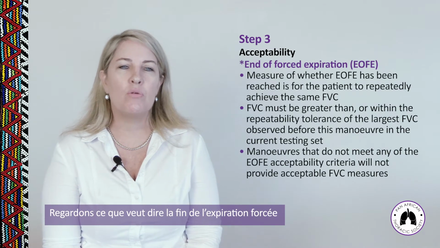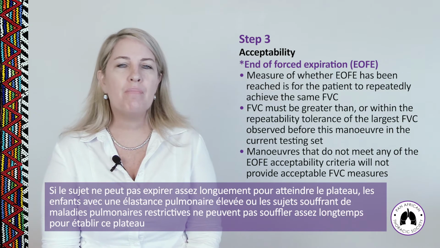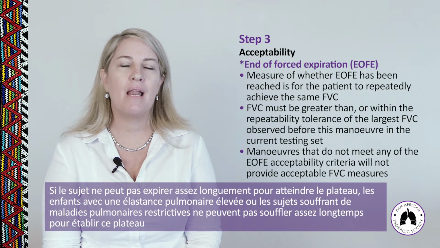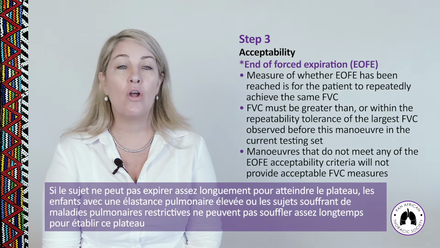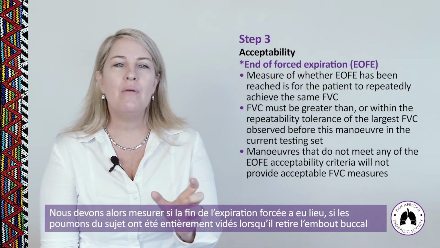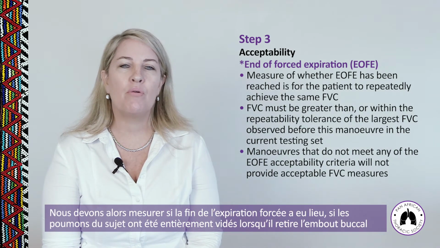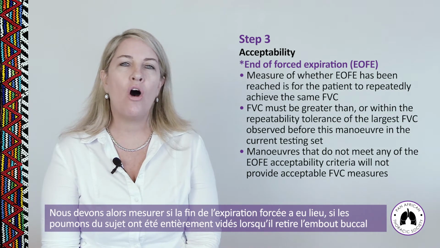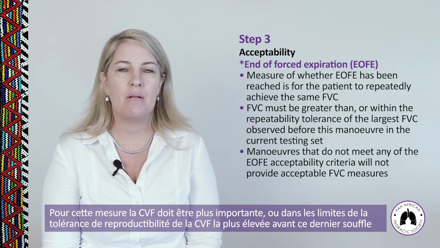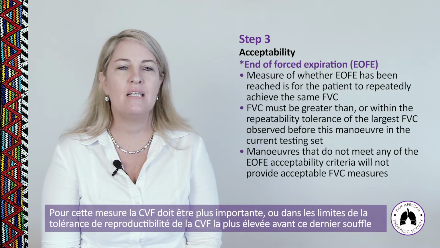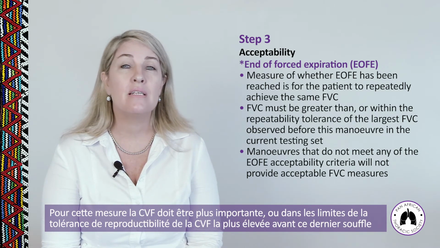Let's look at what the end of forced expiration means. So if the patient cannot expire long enough to achieve a plateau, then a child with high elastic recoil or patients with restrictive lung disease, they often cannot blow very, very long to achieve that plateau. So then we need to measure whether the end of forced expiration has actually been reached. In other words, are the lungs completely empty when the patient comes off the mouthpiece? So for within maneuver acceptability, the FVC must be greater than or within repeatability tolerance of the largest FVC observed before this maneuver in the current testing session.